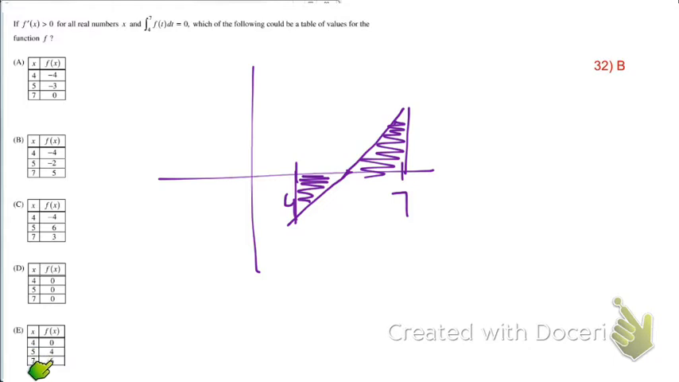0, 4, and 6 all go up, but they're all above the x-axis, which means that there is no possibility of having negative area there, and there's no way for it to cancel itself out to be 0. So B is the only one that has positive and negative area, where my y values are always increasing, which means the function was always increasing. So B is the correct answer here.